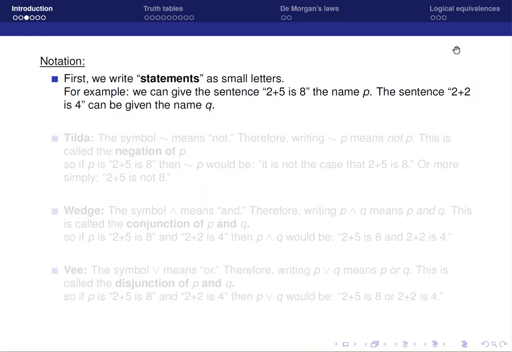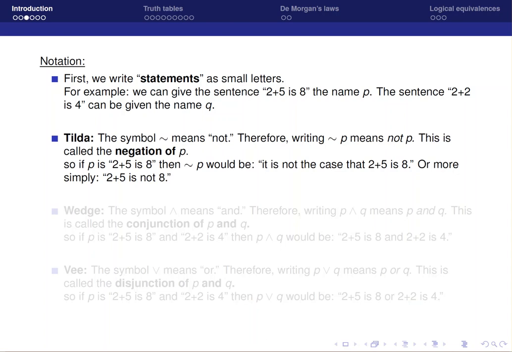For some notation, throughout this chapter, we're going to be referring to statements with small letters. So for instance, the sentence 2 plus 5 is 8 could be called by the small letter p, or often the letter q. The tilde symbol means not. In other terms, it's the negation of the statement p. So if p is 2 plus 5 equals 8, then tilde p would be, it is not the case that 2 plus 5 is 8. Or more simply, 2 plus 5 is not 8.